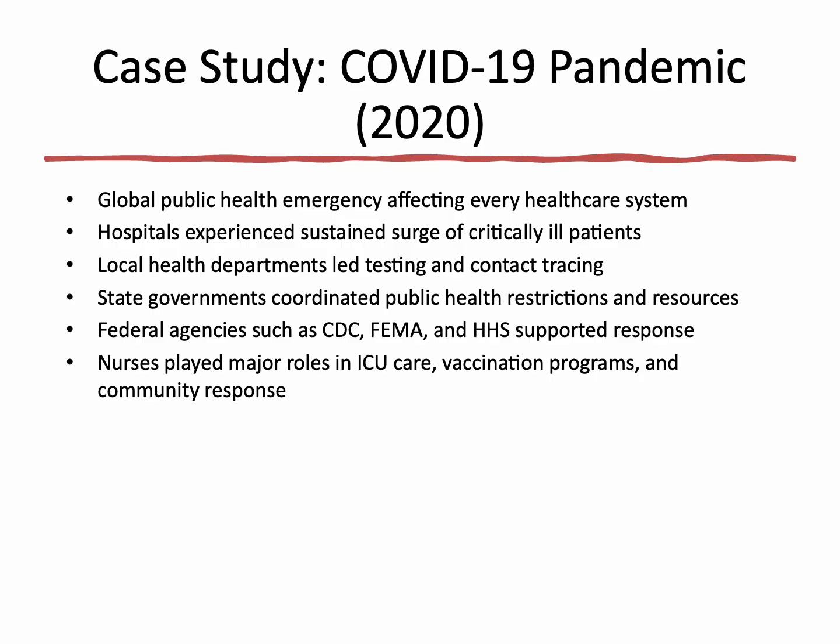Local public health departments coordinated testing, contact tracing, and community education. Some governments coordinated emergency policies, expanded hospital capacity, and sometimes activated the National Guard to assist with logistics and vaccination programs. At the federal level, several agencies played key roles. The Centers for Disease Control and Prevention provided epidemiologic guidance. FEMA helped coordinate emergency resources and support vaccination sites. The Department of Health and Human Services managed the distribution of medical supplies and vaccines. And internationally, the World Health Organization coordinated the global disease surveillance response.